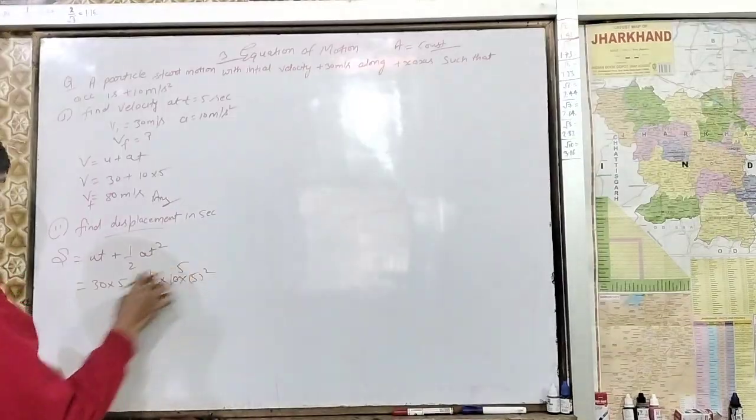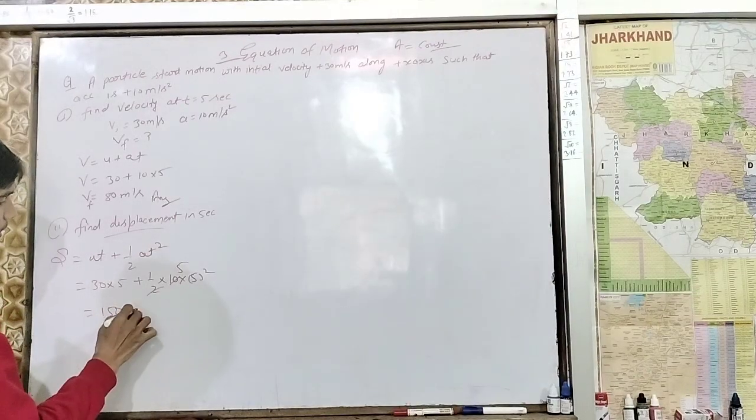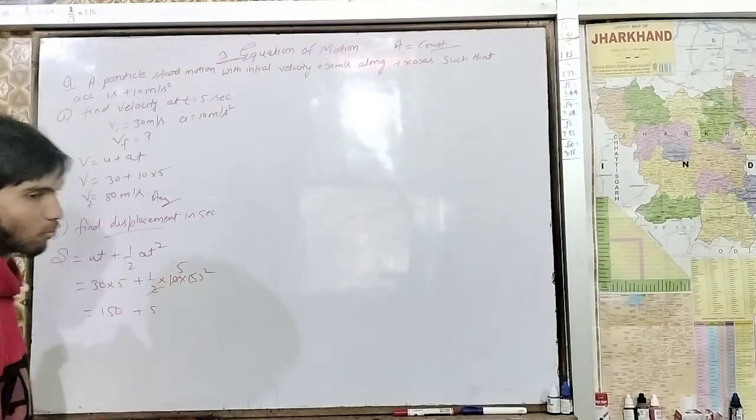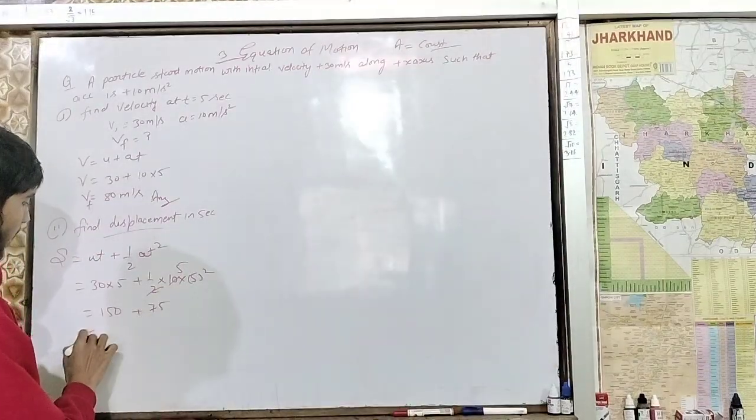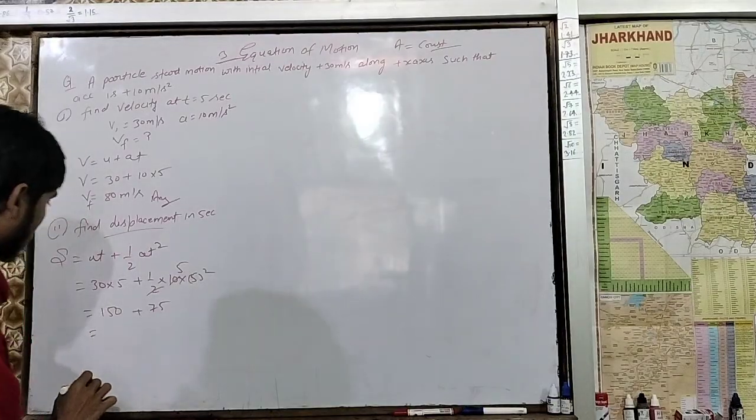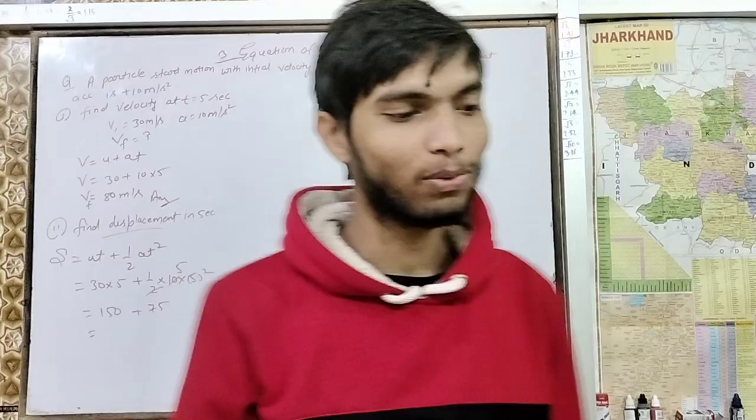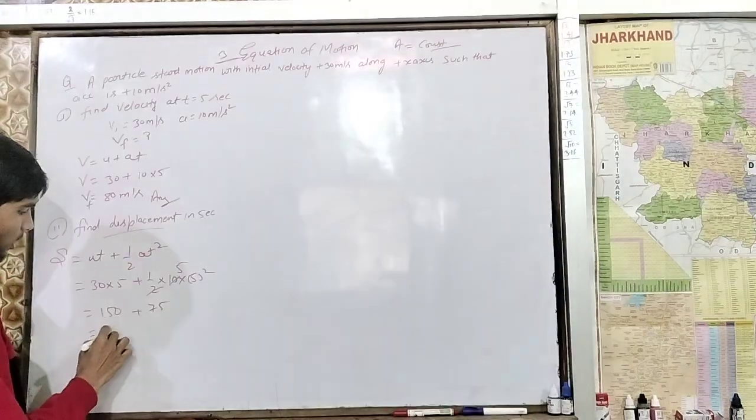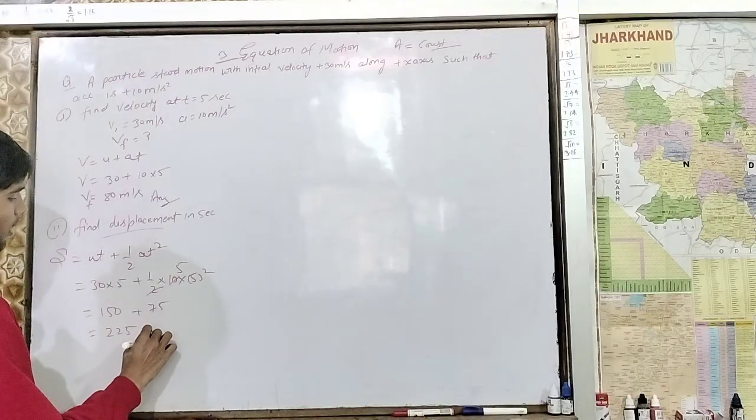2 5s are 10. 3 5s are 15. 150. 5 multiplied by 25. 100, 200, 250, 225. 225 is your displacement.